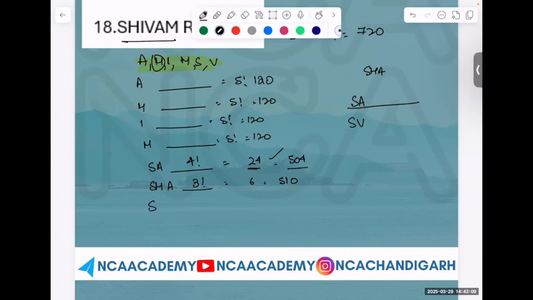नेक्स्ट SH के बाद क्या आएगा? I. और नेक्स्ट अल्फाबेट क्या चाहिए? नेक्स्ट अल्फाबेट क्या आएगा? A. शिवम है ना, शिवम का निकालना है रैंक. रैंक ही शिवम का निकालना है. A से सारी खत्म कर दिए, H से सारी खत्म कर दी, I से खत्म कर दिए, M से खत्म कर दिए. अब SHI कितने रह गए? 2 factorial 2.